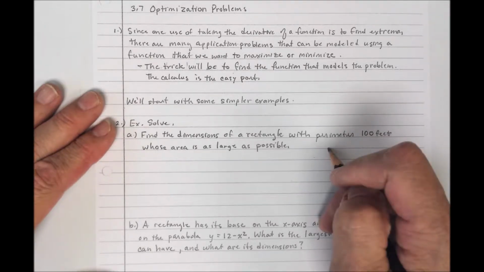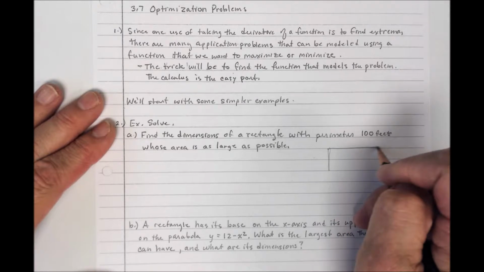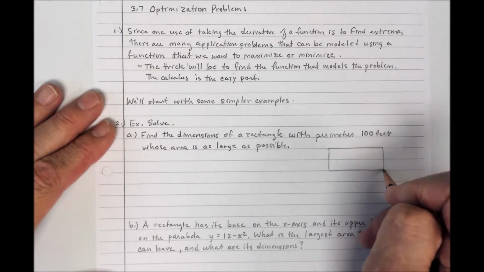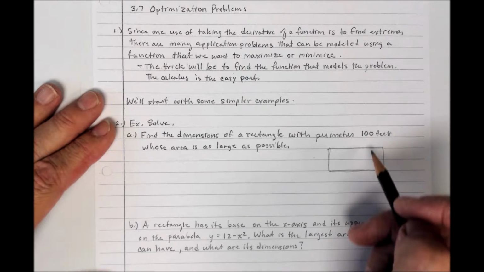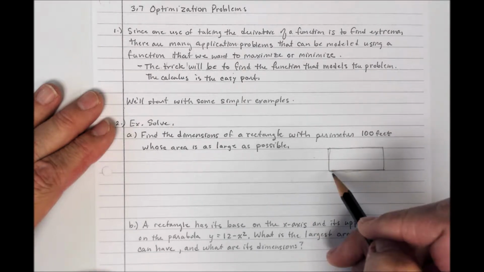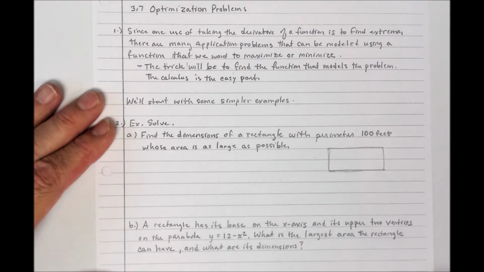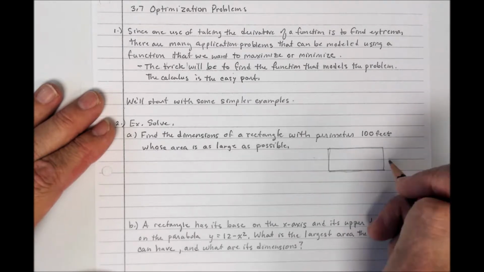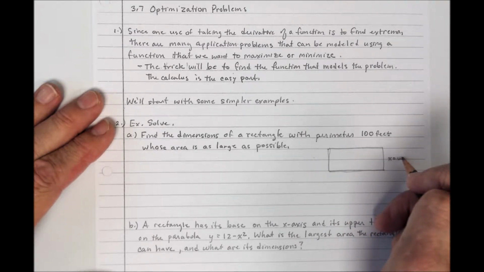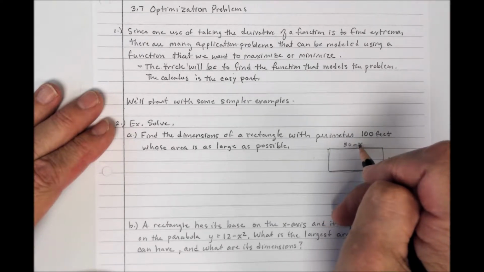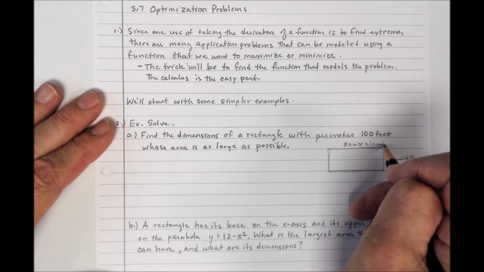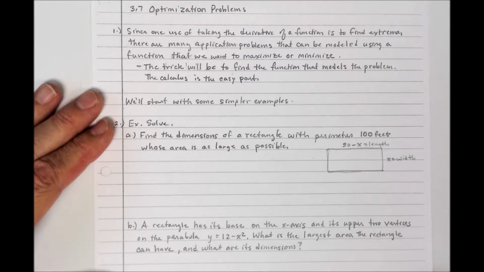So since it's a rectangle, draw this out this way. We know opposite sides are congruent. It says that the rectangle has a perimeter of 100 feet. That means all the way around is 100 feet, which means halfway around is half of 100 feet, or 50. So if I let x, let's say it's the width, then 50 minus x would be the length. I like to label stuff, and that's the way I've got this set up.